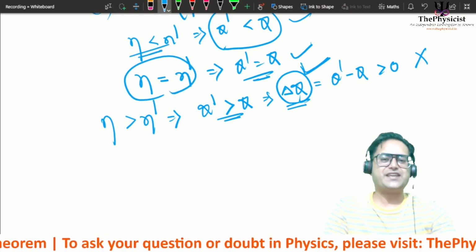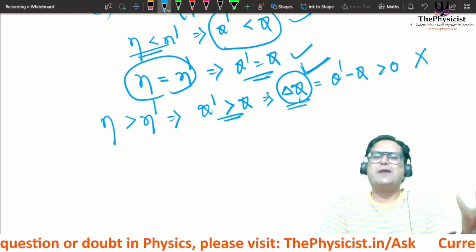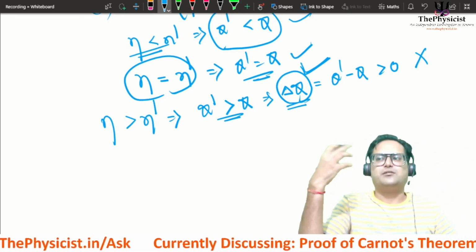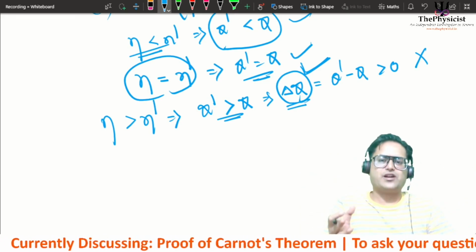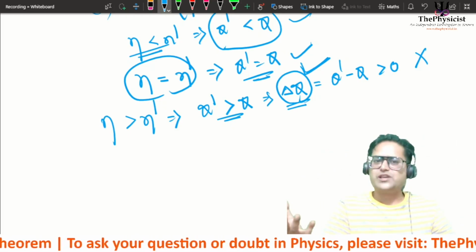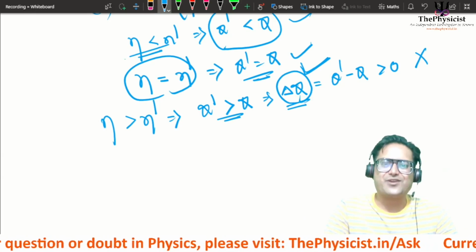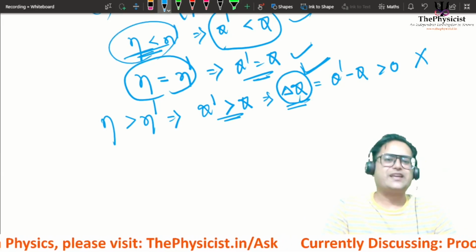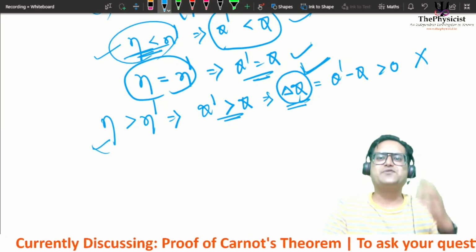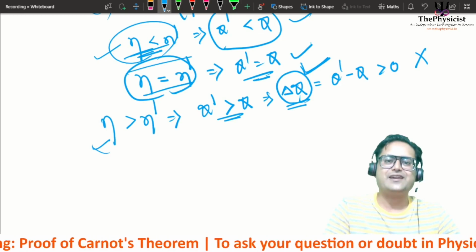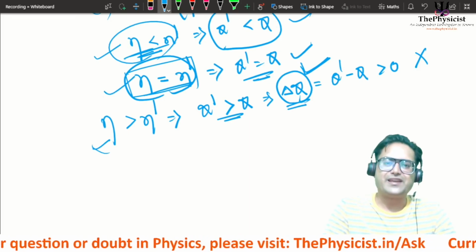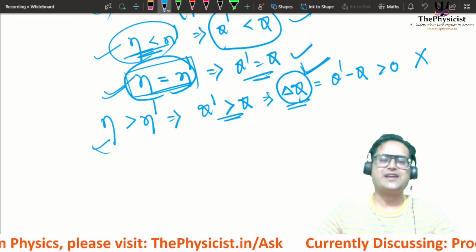Why not this? It's because there is no reason why you have to use E in normal mode and E dash in reverse mode. You can use the other way around, right? You can also use E dash in normal mode and E in the reverse mode. No reason, right? If you use that, then whatever was here will cause a problem. So both the cases, eta less than eta dash or eta greater than eta dash, give you a problem. So the only way both the reversible engines can work either way would be the condition eta equal to eta dash. Hence proved.